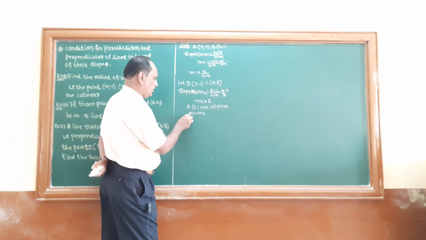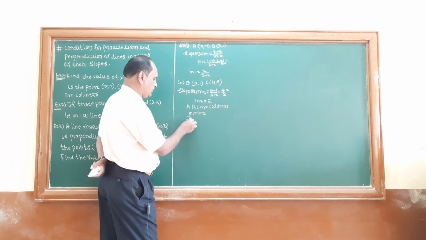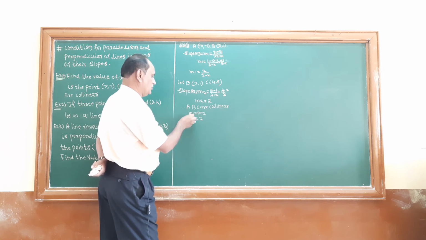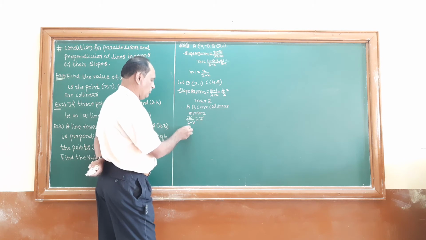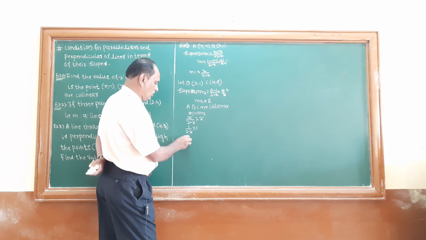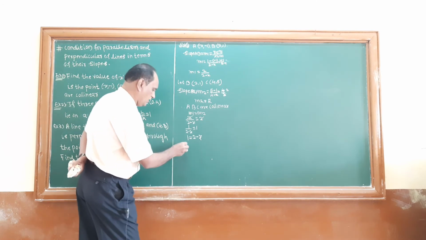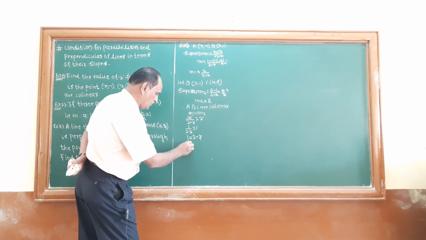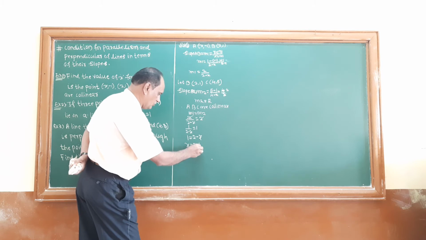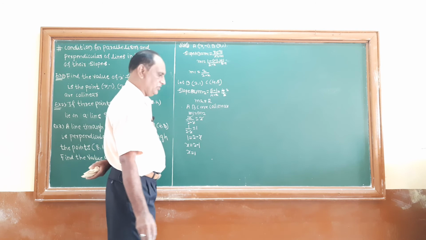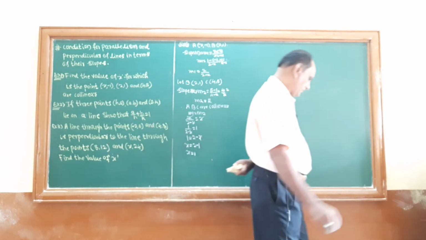m1 is 2 divided by 2 minus x, which is equal to m2, that is 2. Cancel this 2: 1 divided by 2 minus x is equal to 1. On cross multiplication, 1 is equal to 2 minus x. Rearrange the equation: x is equal to 2 minus 1. Therefore the value of x is 1.